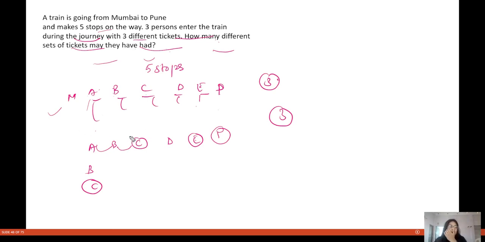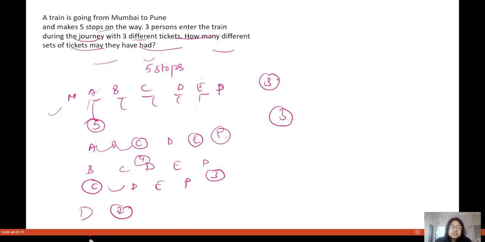So how many tickets can this A person have? This A person can have 1, 2, 3, 4, 5 tickets. Now this B person can have tickets to C, D, E, and P, so this one can have 4 tickets. The person entering from C can have D, E, P, so he can have 3 tickets. The person entering from station D can have 2 tickets, and the person entering from station E can have 1 ticket.